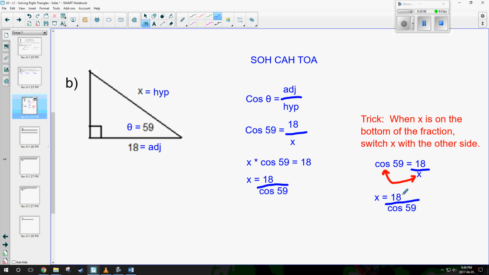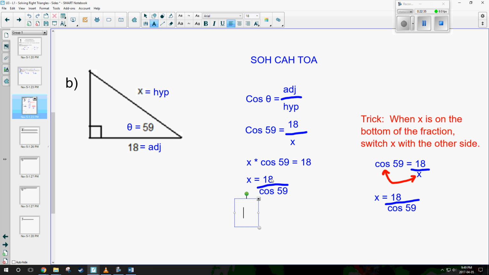Now you'll notice that the answer we got here using our trick is the same answer we got from doing the rearrangement. So using this trick, whenever x is on the bottom of the fraction, you just switch it with what's on the other side of the equation, and you'll get your value for x. You can use that trick to help you remember how to do that rearrangement. If you prefer to do the rearrangement, go ahead and do that. Do whatever method makes the most sense to you.